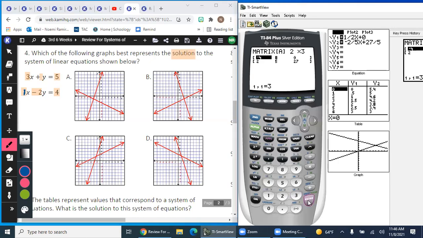Now 3, oops, I forgot to insert a 1 right there. 3, 1, 5, and then 1, -2, 4. Second quit.